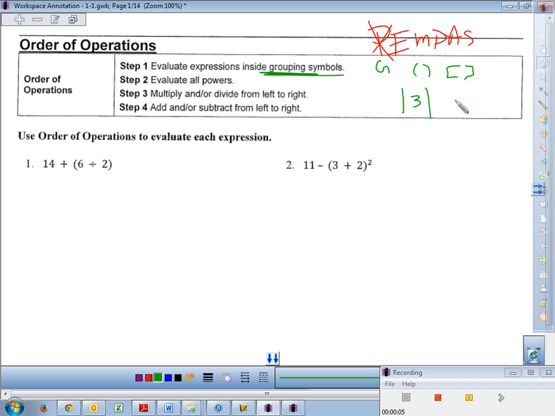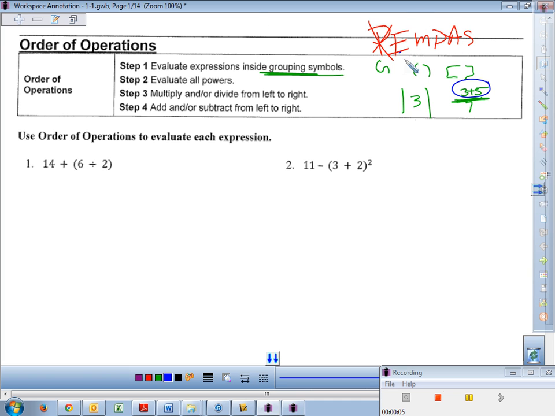And even a fraction bar. Do you see how I have this nice little fraction bar right here? And you see the numerator itself is a group, and the denominator is a group. And according to the order of operations, we need to do this first, because that is in a group. That is in the numerator. We need to take 3 plus 5 and add that together and get 8 before we do any dividing. So G is grouping symbols.